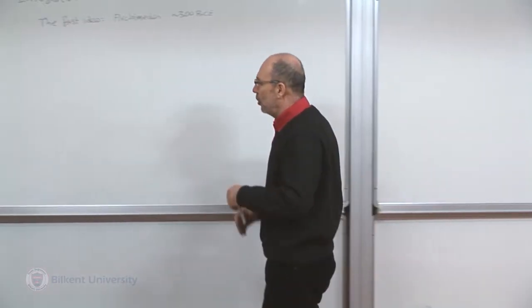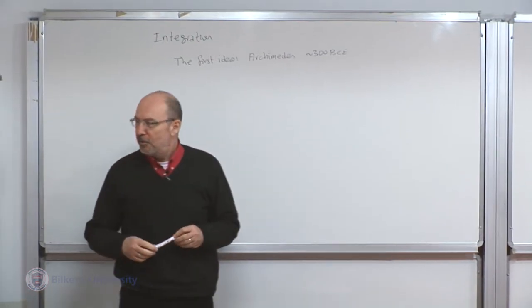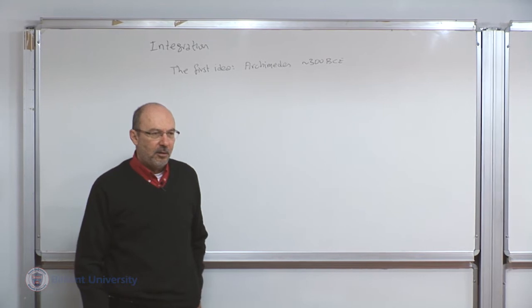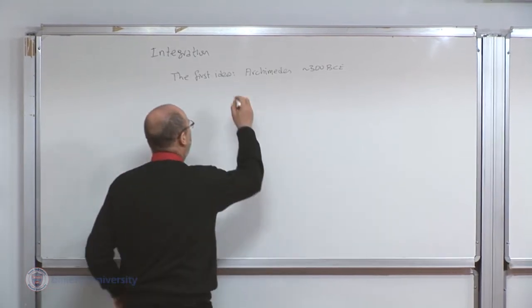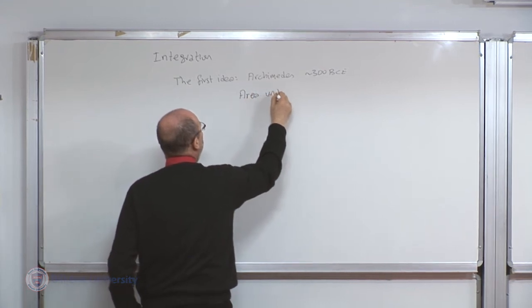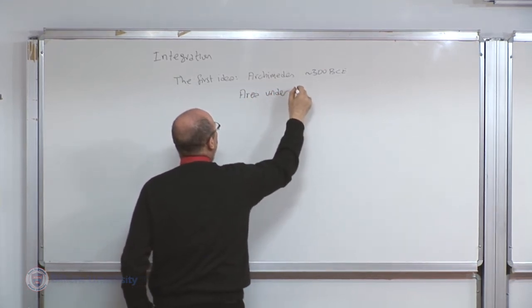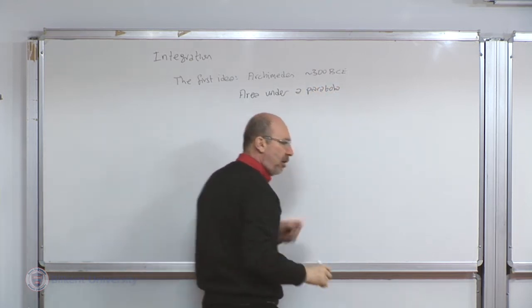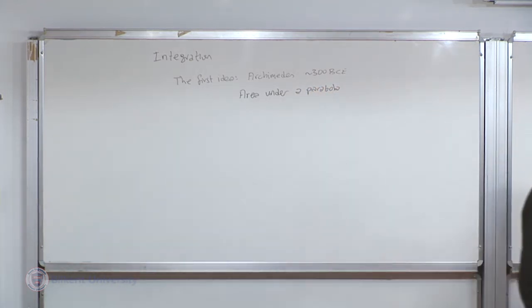Of course, after the circle, it comes to the second popular quadratic, which is the parabola. So he calculated the area under a parabola. So for this thing, he couldn't use polygons; he used squares. So we'll talk about his idea.